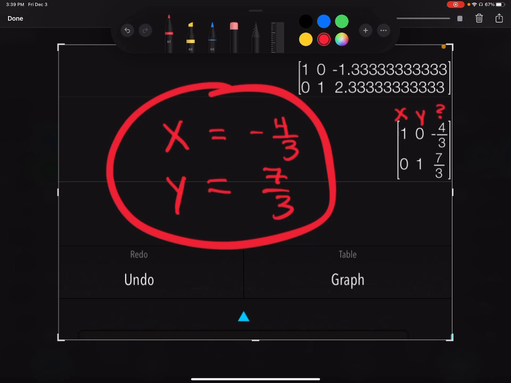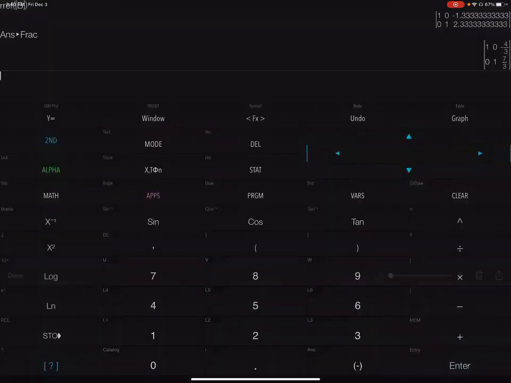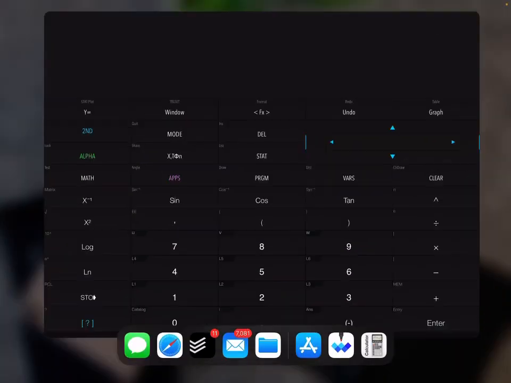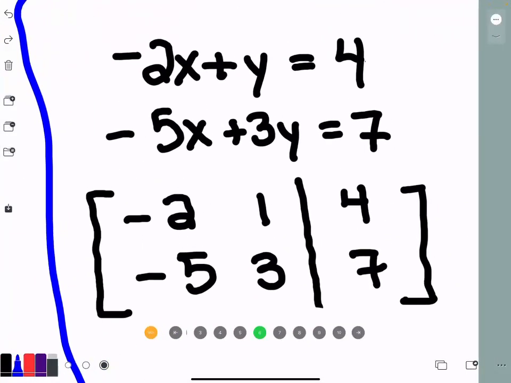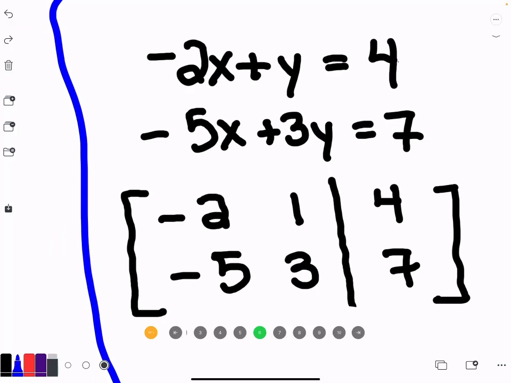So reduced row echelon form does that. You want ones in the diagonal and zeros everywhere else, and then your numbers all the way on the right hand side. So let's do it again. Let's delete this. Clear all this out. I'm going to go back to the screen. I want to do this one more time. So we solved this one. Let's zero in on this one. So we want to solve this one now.